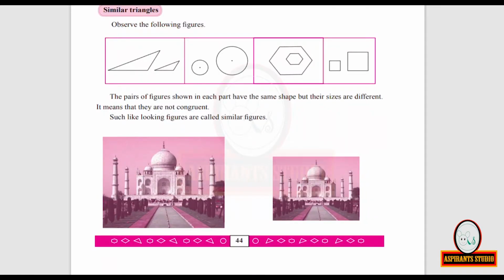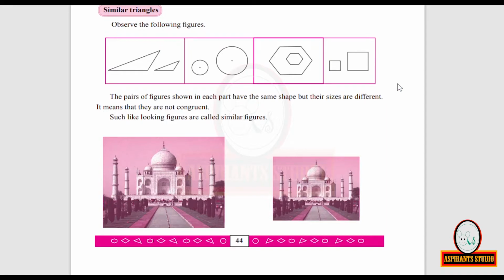Similar triangles. Observe the following figures. The pairs of figures shown in each part have the same shape but their sizes are different.